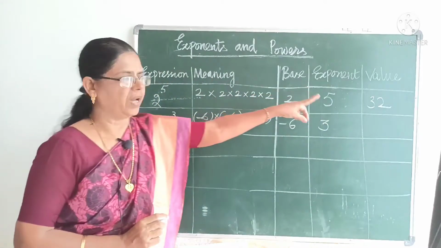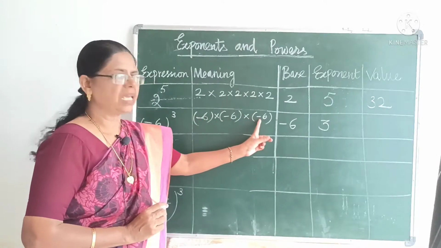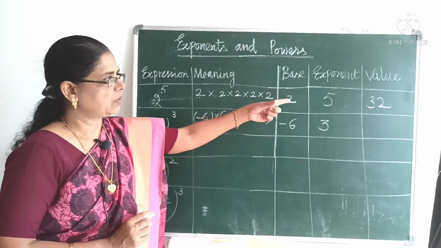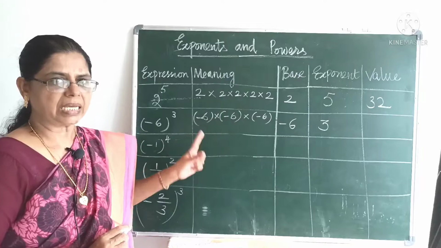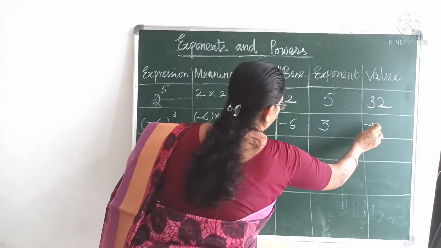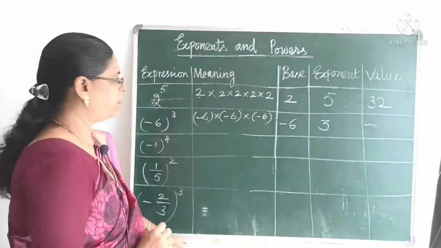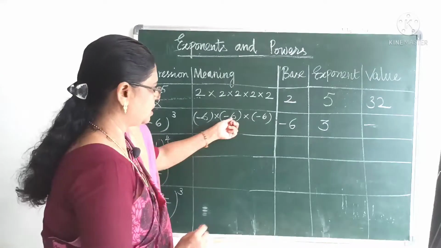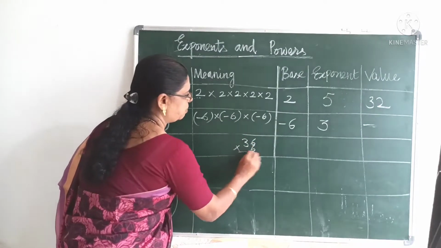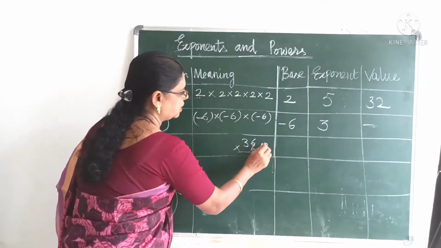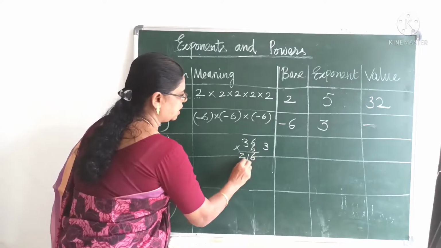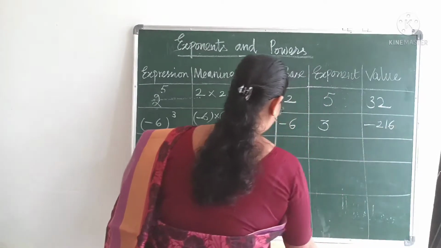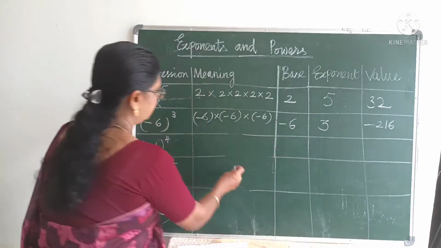Now, let us find out the value. When minus sign is taken 3 times, or an odd number of times, what will be the product? The product will be negative. You have to put minus sign and then multiply the numbers. 6 6s are 36 and 36 into 6. Children, what is 36 into 6? How will you multiply it? 6 6s are 36. Remainder 3. 6 3s are 18 plus 3 is 21. So it is minus 216.